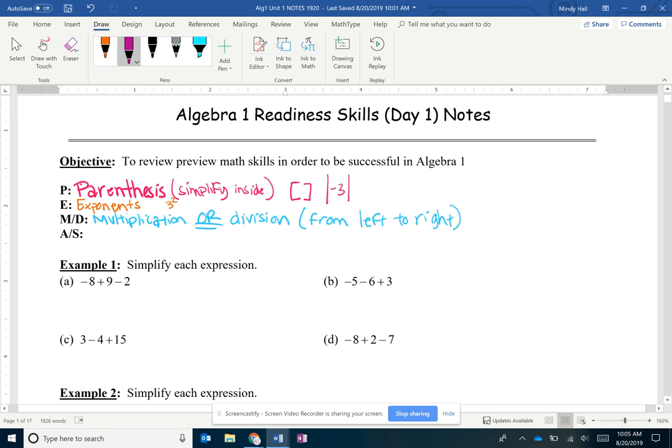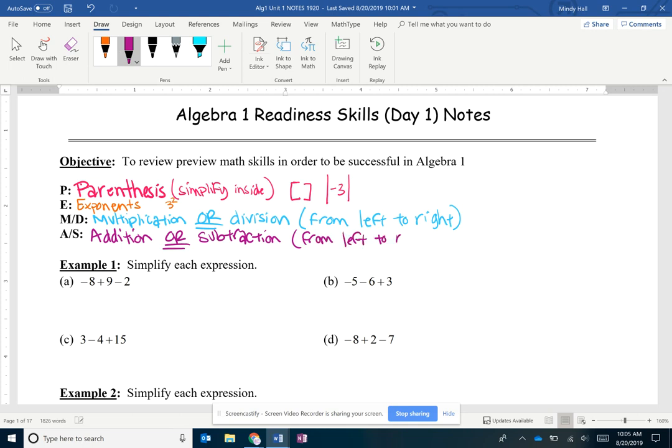And then you have A and S, which is addition or subtraction. And just like multiplication and or division, it's addition or subtraction from left to right. So again, if you are reading it and you have subtraction before addition, you have to do that before you can do the addition.